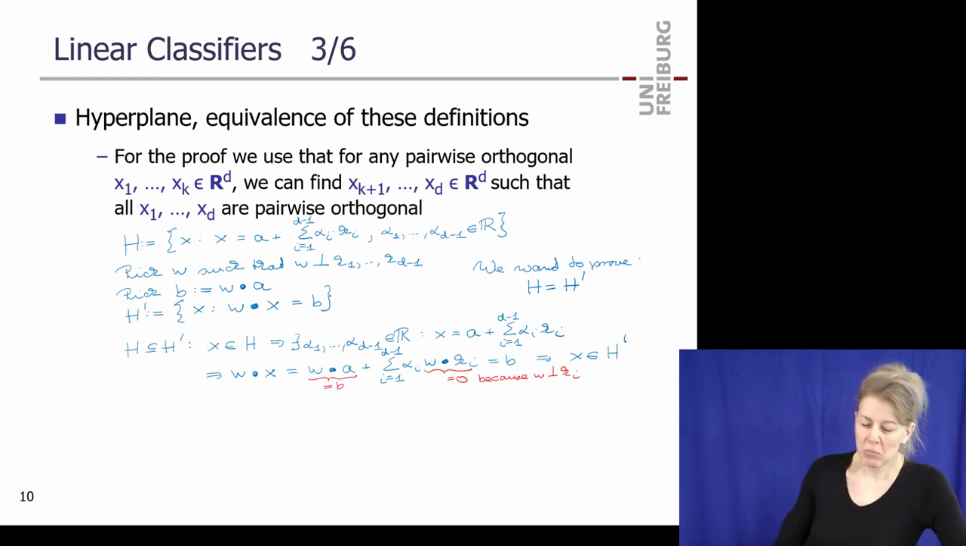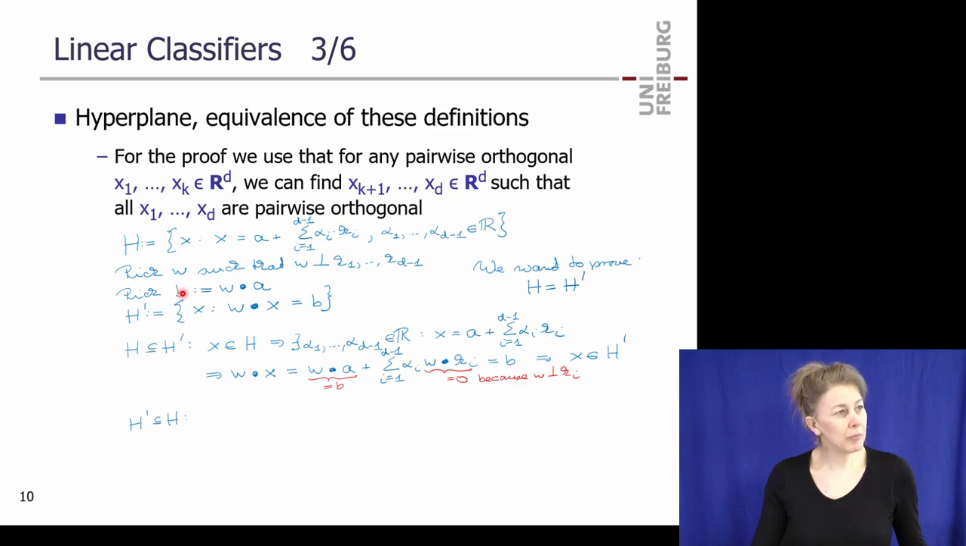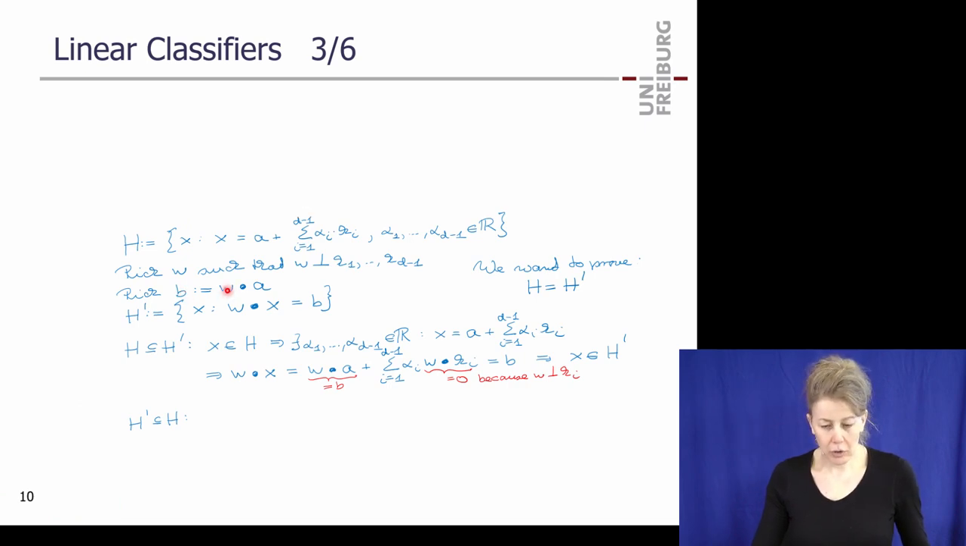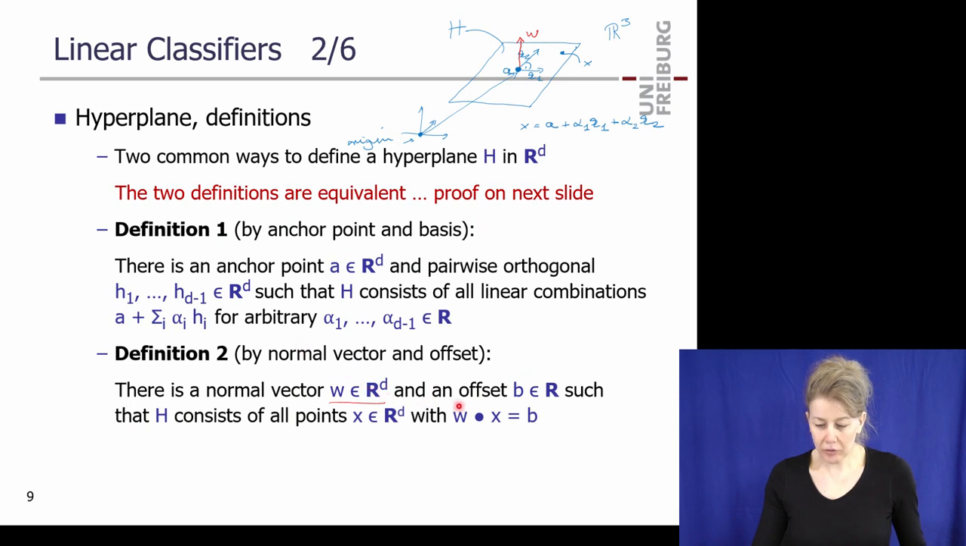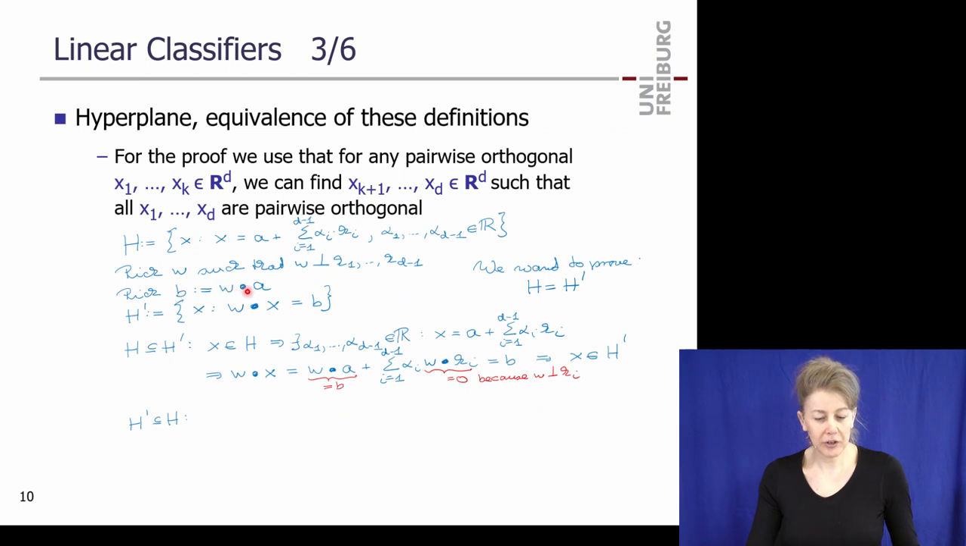Maybe let me do the other direction as well. Oh yeah, please. Where does the B come from? Yes. So B is just, in the one definition I have an A and these things, and in the other definition I have a W and a B. These are just my parameters here. And I want to say that the definitions are the same, so I have to correlate the W and the B with these things. And I say if you correlate them, then the B is just the W times the A.